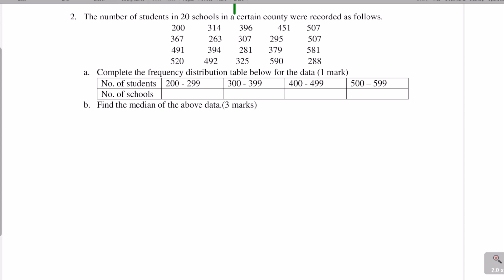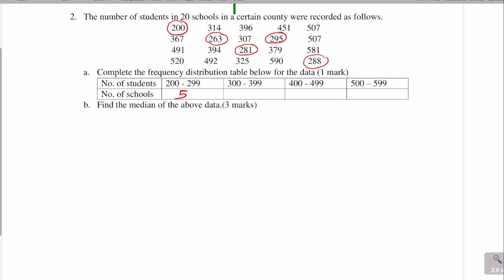So we go to part A, complete the frequency distribution table for the data. The number of students in 20 schools are given there, and you have them grouped into classes. From 200 to 299, we get the number of schools. We can begin with that. Any value from 200 to 299, we count that. I'm identifying them, and there are 1, 2, 3, 4, 5. So there are 5 schools.